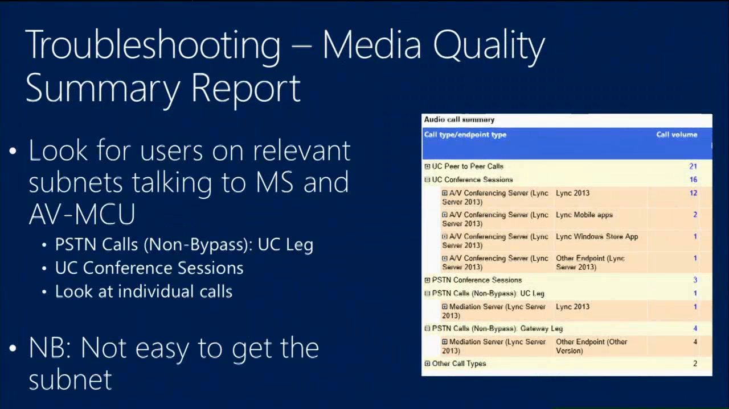Then, if that does not show me the problem right away, I will look at the media quality summary report. Using that report, you can see users on the relevant subnets talking to the mediation server and the conferencing server. That will be PSTN calls with non-bypass, in this case, or UC conferencing sessions. And then you can look at the individual calls by clicking on the numbers here.